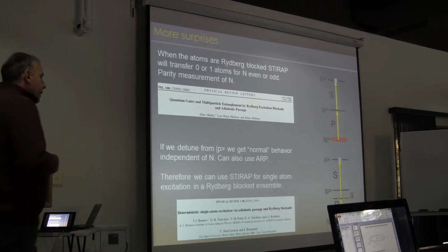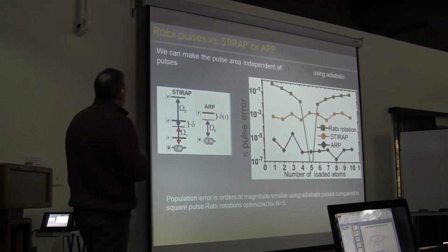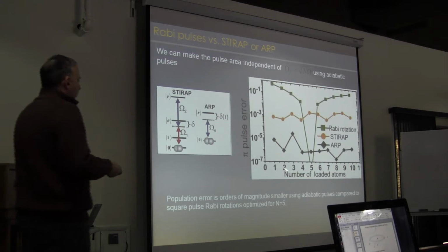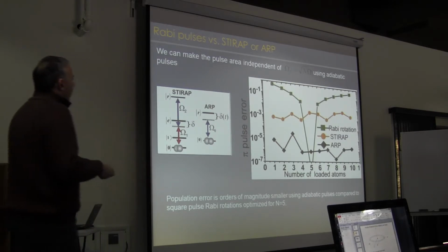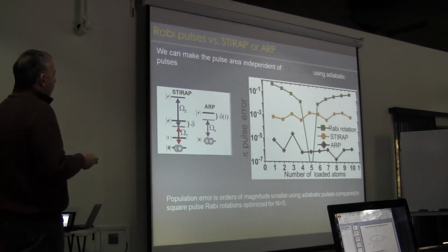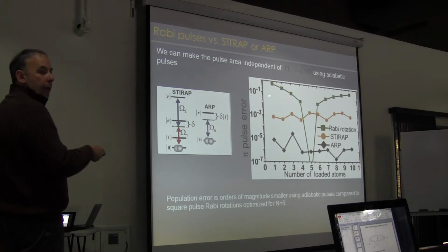Okay. So that sounds good, except there's still a problem lurking. Here's a picture showing you the improvement. This shows the pi pulse error, that is the error in exciting a single atom in a strongly interacting sample, as a function of the number of atoms I'm starting with. If I use Rabi rotations, that is just square pulses of well-defined period, then if I set up my pulse period such that root n omega times time is a pi pulse for 5 atoms, then I have 0 error for 5 atoms, but as I move away from 5 atoms, the error grows very rapidly.